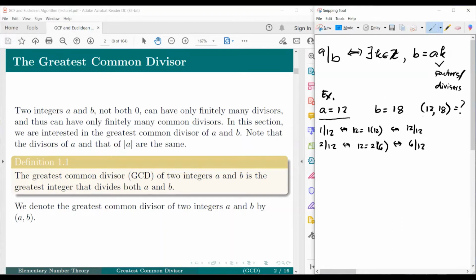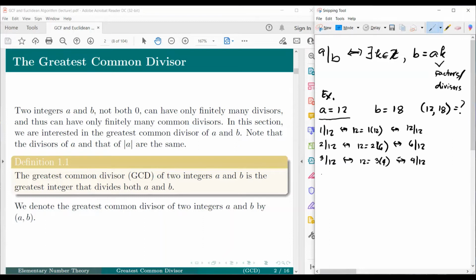So we now have 4 divisors of 12. Another one, we can say that 3 divides 12. Why? Because 12 can be written as 3 times 4. So from this, we can also say that 4 divides 12. So we now have 6 divisors of 12. Next to 3 is 4, and we know that 4 divides 12. 5 does not divide 12. So we have 6, and the last is 12.